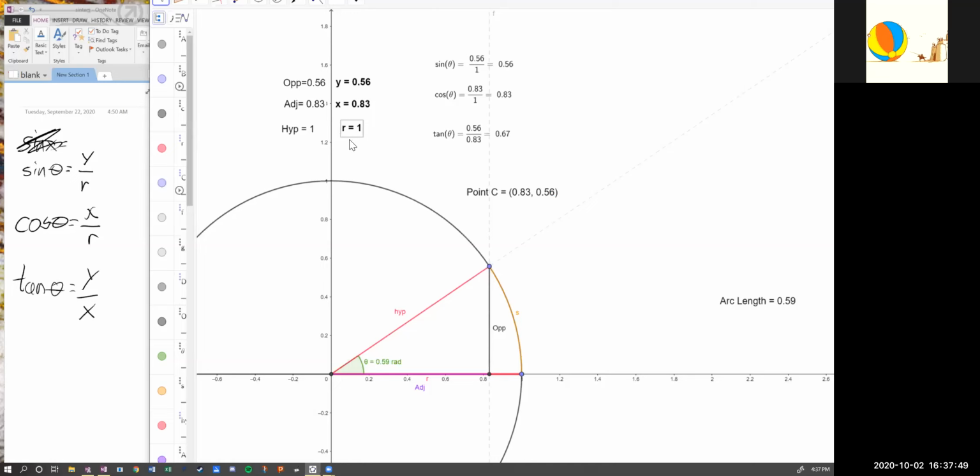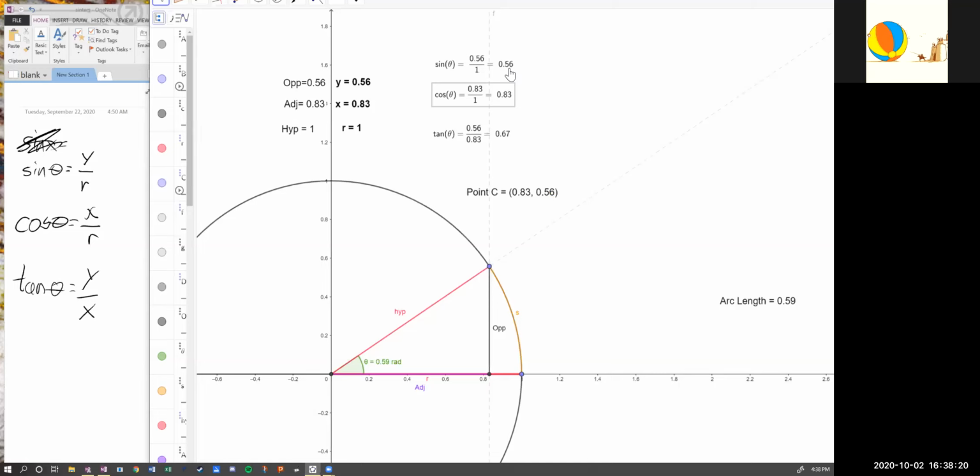Because this radius is equal to 1, look what happens in both our sine and cosine functions. That denominator becomes 1 because that denominator was our hypotenuse for our triangles or our radius in our circles. So instead of the sine being the y value divided by some radius, it's just the y value because the radius is 1.